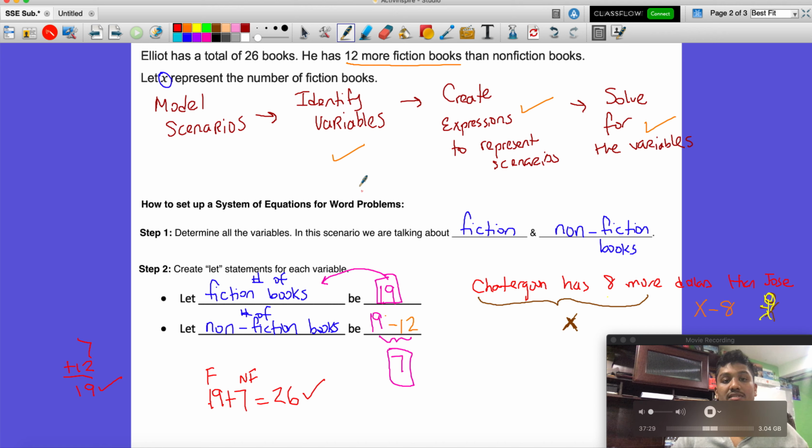All right, and so this is how you would create an equation, or I should say a system of linear equations, in order to solve, right? First, we want to model it. How do we do that? We identify the variables, we create expressions, that's these guys right here, the x and the x minus 12 that we had, and then finally we solve.